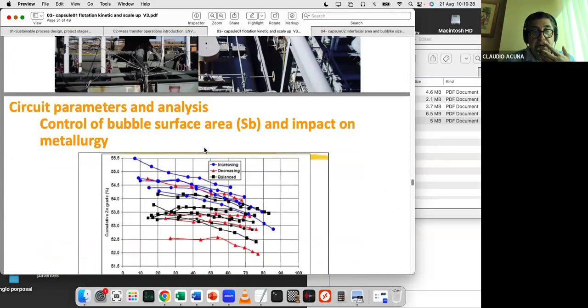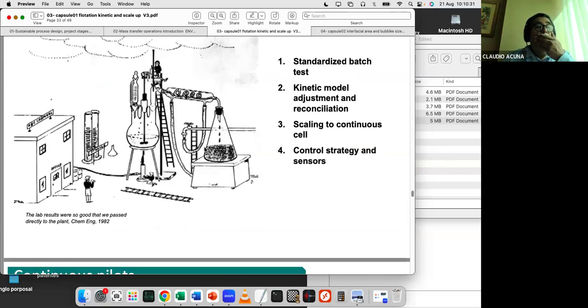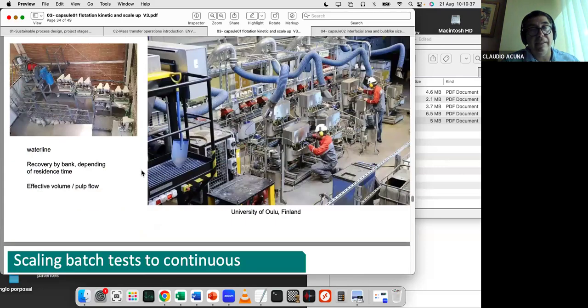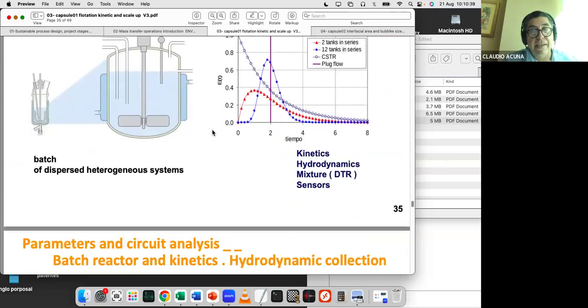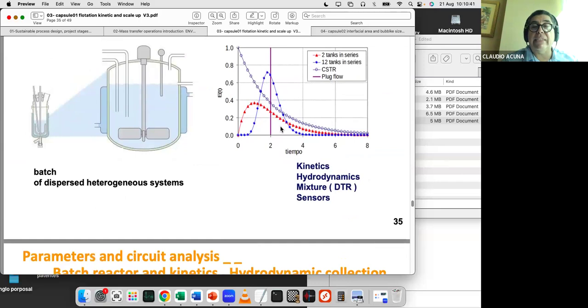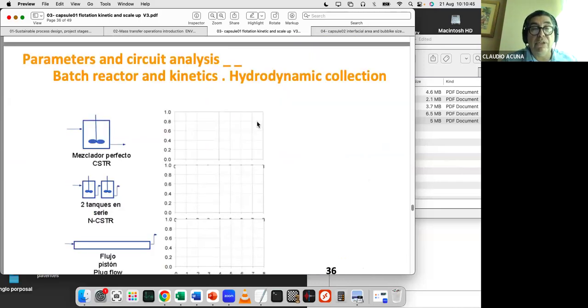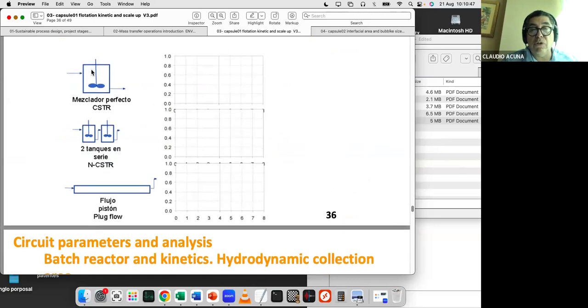This is in Australia. Okay, this is a joke regarding scaling up. You cannot scale up directly from a batch test. Those are pilot tests. You need to understand residence time distribution. This is very important to understand because we use this knowledge, this part, for continuous reactors.